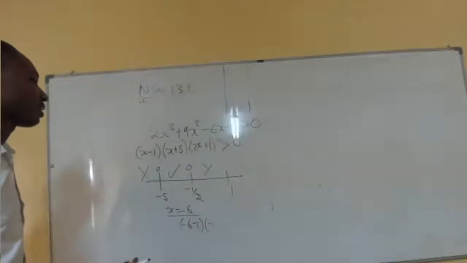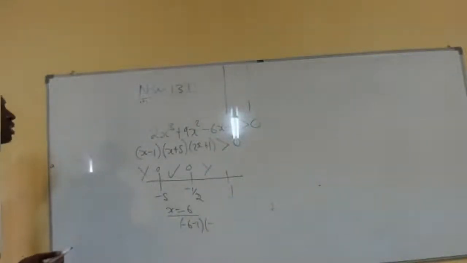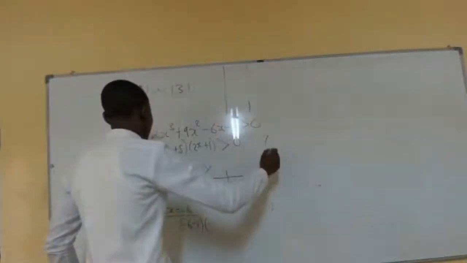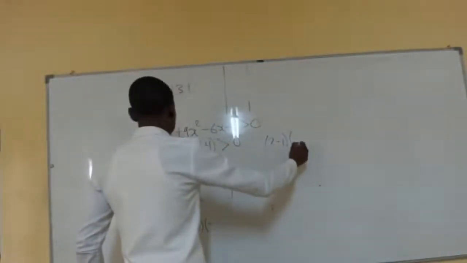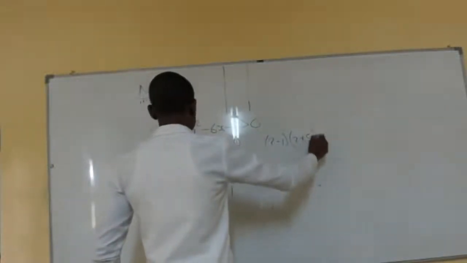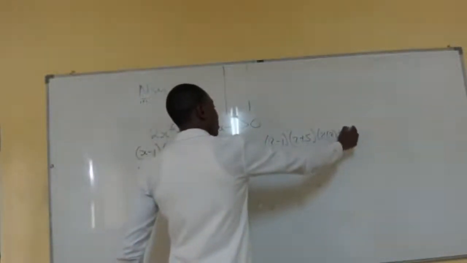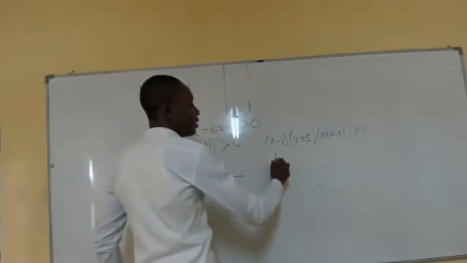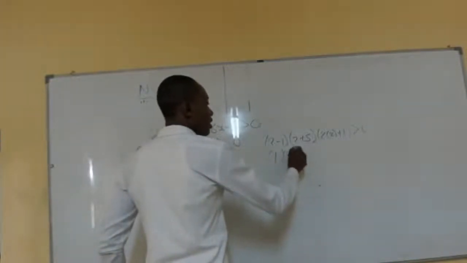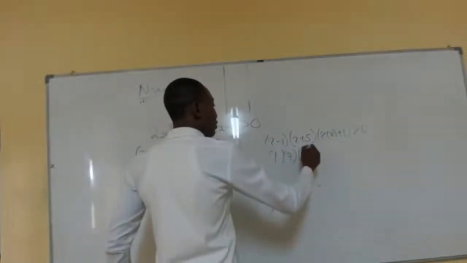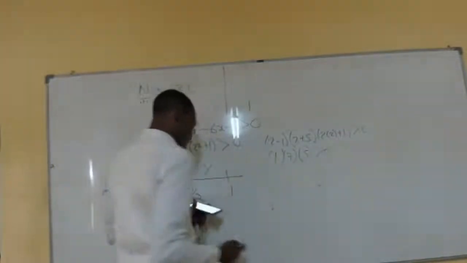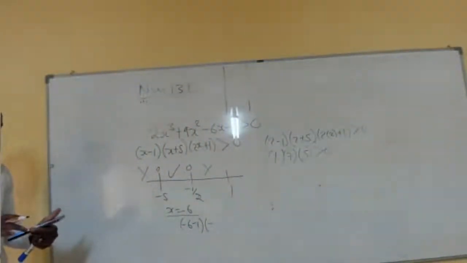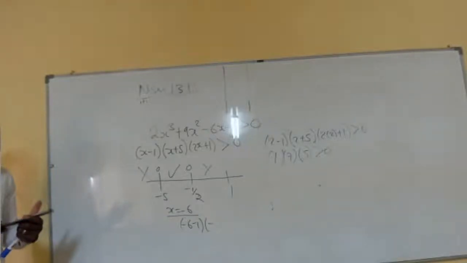Let's say we pick positive 2. So we're going to have 2 minus 1 multiplied by 2 plus 5 multiplied by 2 plus 1. And this should be greater than 0. As we can see, this is 1 multiplied by 7 multiplied by 5.